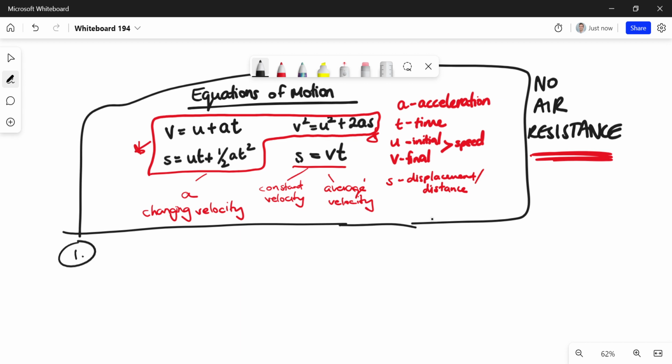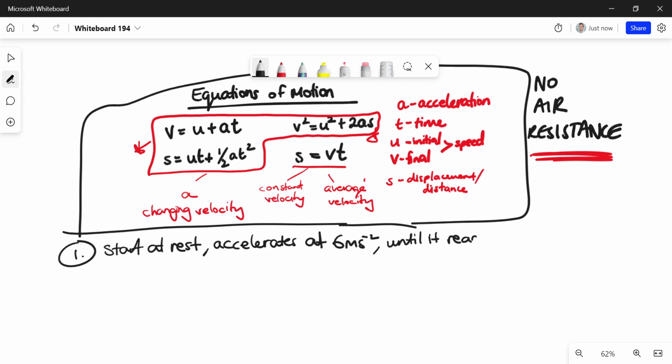So the first question I've got as an example here is we've got an object that is going to start at rest. It is then going to accelerate at, let's say, 6 meters per second, and it's going to do so until it reaches, let's say, 12 meters per second. The question is going to be, how long does this take to happen?